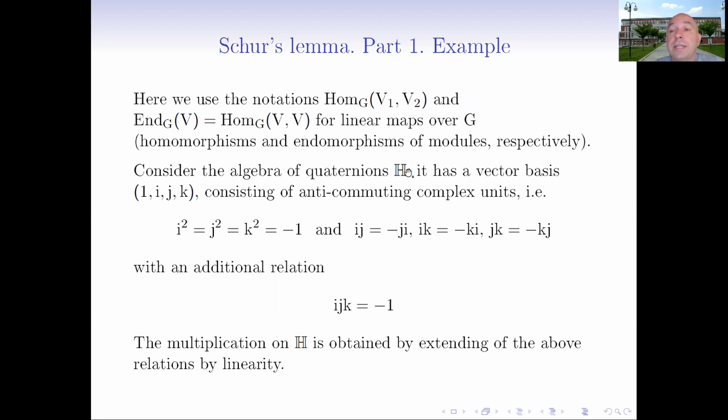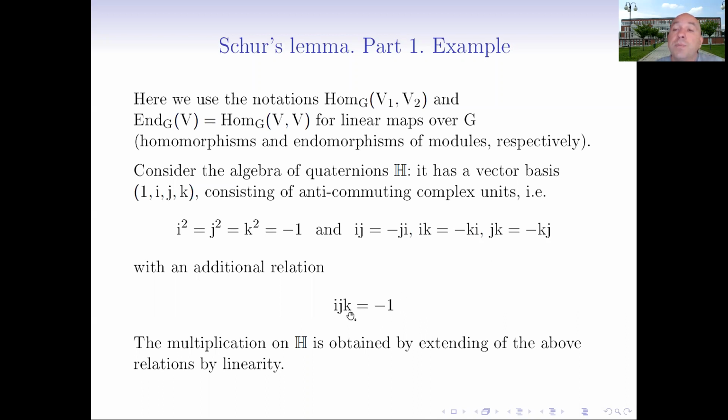H is again an algebra over R. The basis is 1, i, j, k. Now we have 3 complex units. All 3 satisfy the same property as the first: i squared equals j squared equals k squared equals minus 1. They must anti-commute. So ij equals minus ji, ik equals minus ki, and jk equals minus kj. And there's an additional property, ijk equals minus 1.